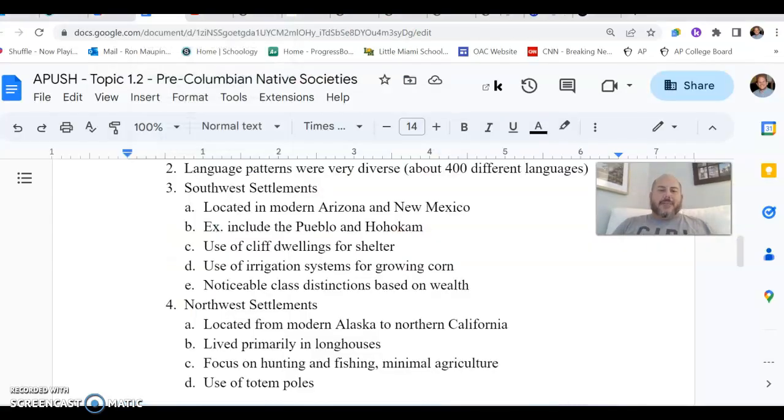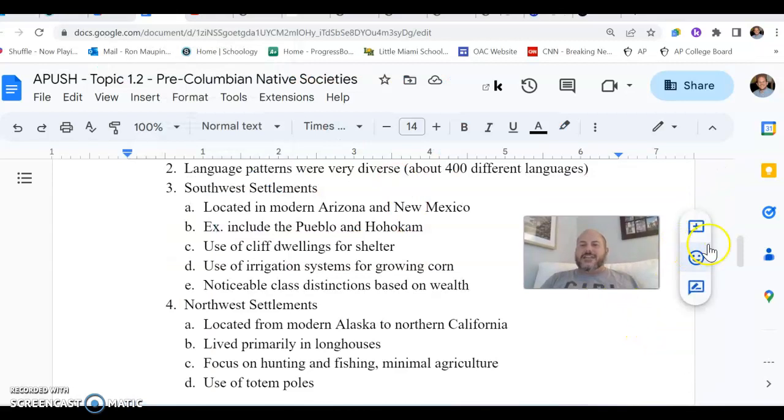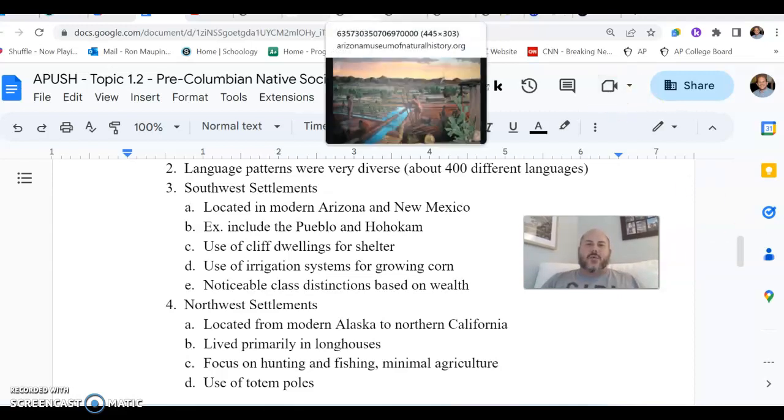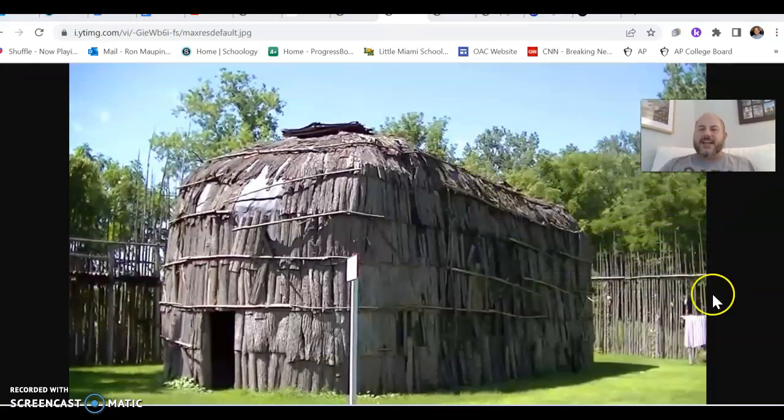So with that in mind, be aware that these folks are not going to be using cliff dwellings, because you don't have to worry about staying out of the hot sun. It doesn't get real hot up in Oregon, for example. So you don't have to worry about that. And so they're going to create different types of dwellings known as longhouses. And longhouses will be popular in other regions as well.